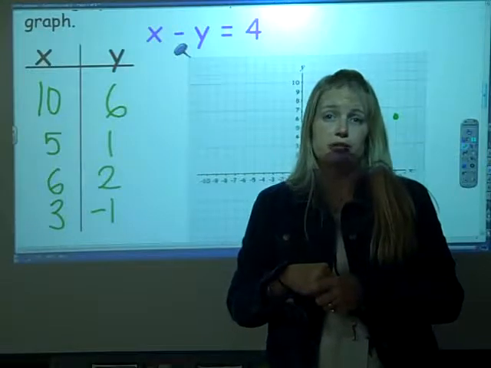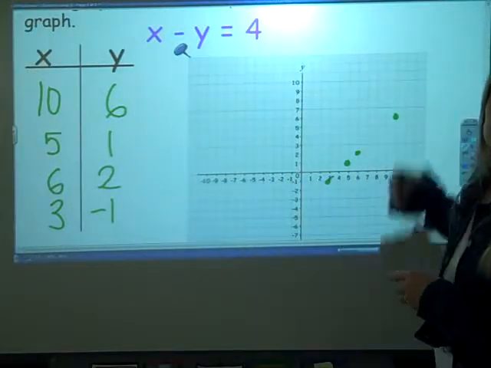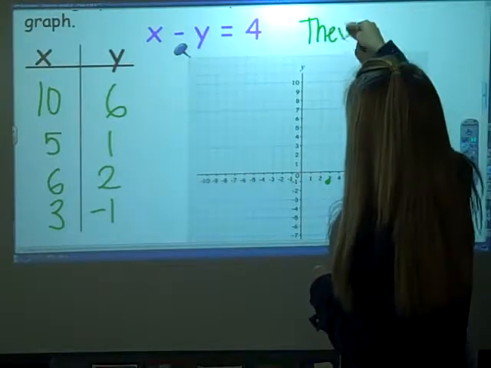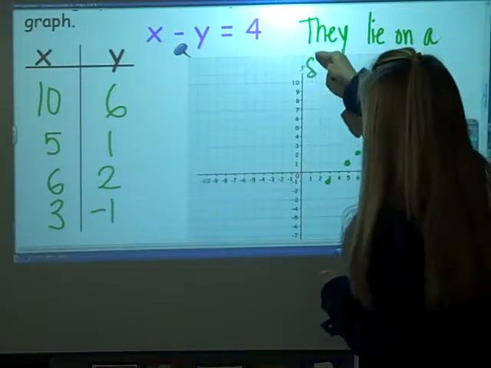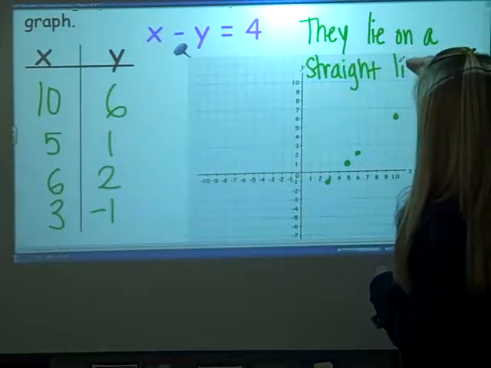Now what you're going to do is describe this. Looks like they're going to lie on a straight line. Okay? So I'm going to write, they lie on a straight line.